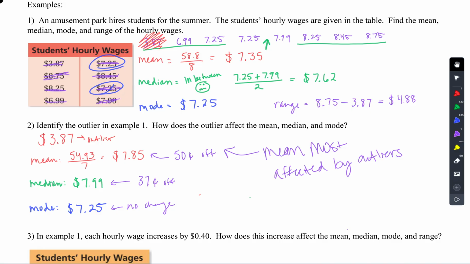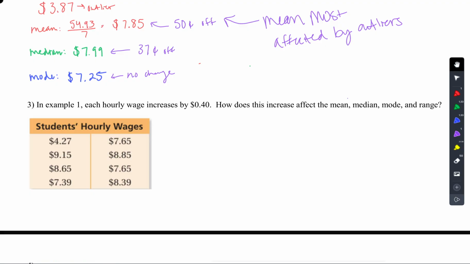So now we're going to do that same data, but now we're going to increase the hourly wage by 40 cents. So everybody got a raise. Now we're going to figure out how much the mean, median, mode, and range would change. I've already done these, so I'm just going to show you, because you guys know how to add stuff, right?